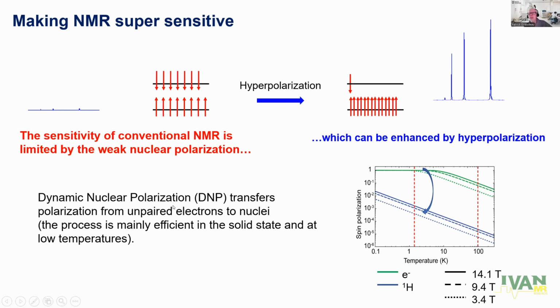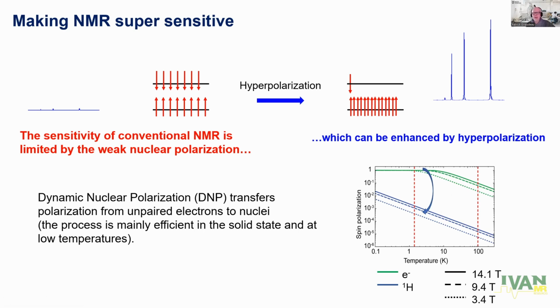So DNP consists in transferring the polarization from unpaired electrons to nuclei. And that can yield very high sensitivity enhancement because electrons have a much higher gamma, much higher gyromagnetic ratio. And this process is particularly efficient in the solid state and at low temperatures. Well, actually, Kirsten will show you that it can also work in different conditions, but if you work in the solid state and at low temperatures, you can reach electronic polarizations that are close to unity and transfer this polarization to nuclei such as proton or C13.